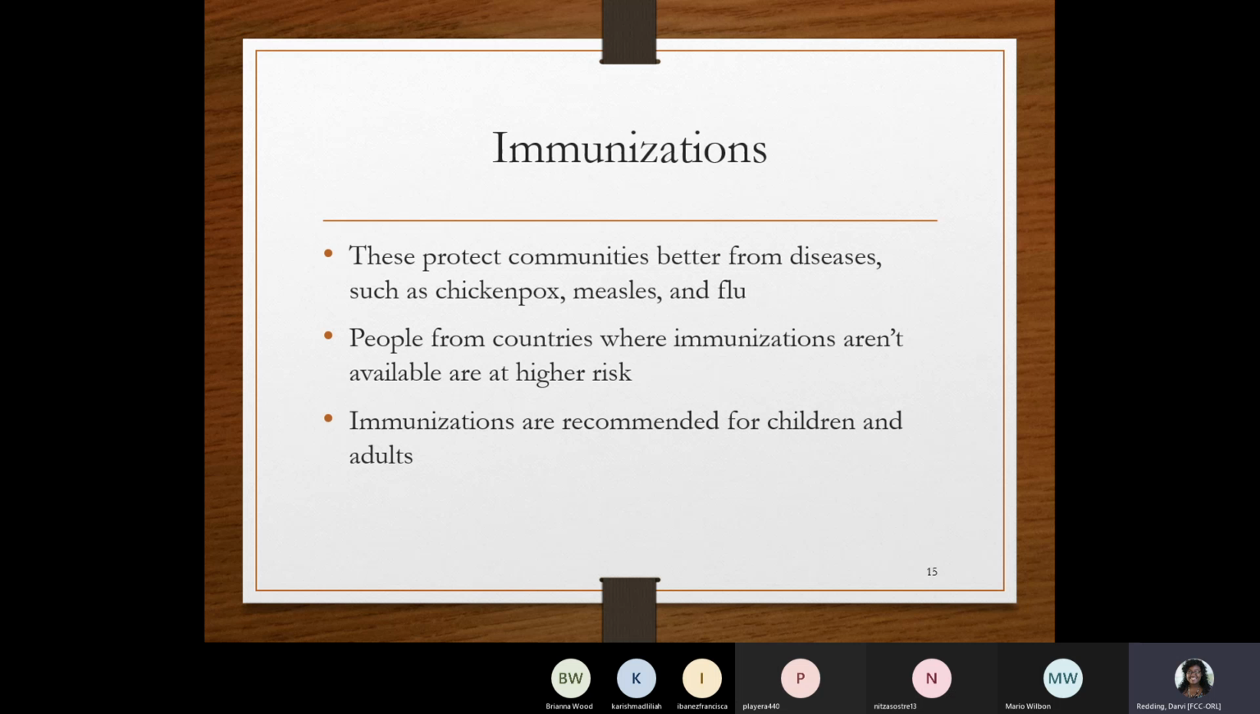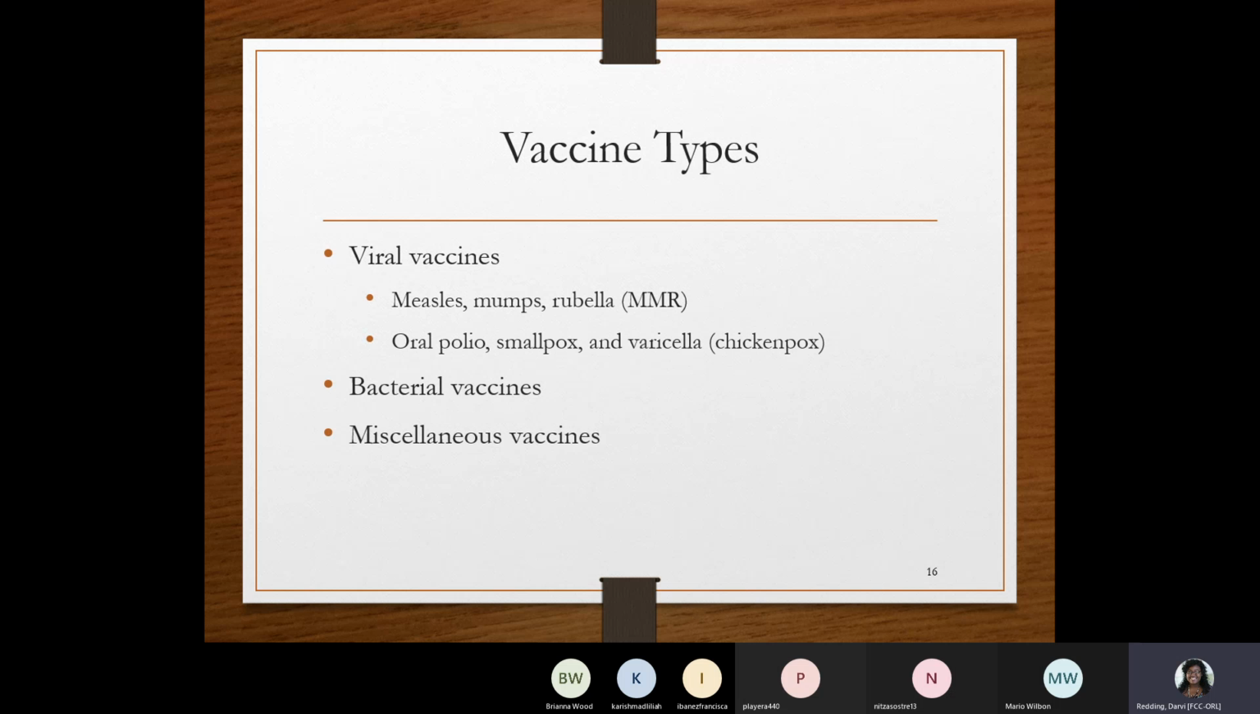And so immunizations work by protecting communities better from diseases such as chickenpox, measles, and also the flu. And now you have people from countries where immunizations aren't available. They're at higher risk. So based on some physicians and people in the healthcare field, immunizations are recommended for children and adults. And so with immunizations, you have different types of vaccines available.